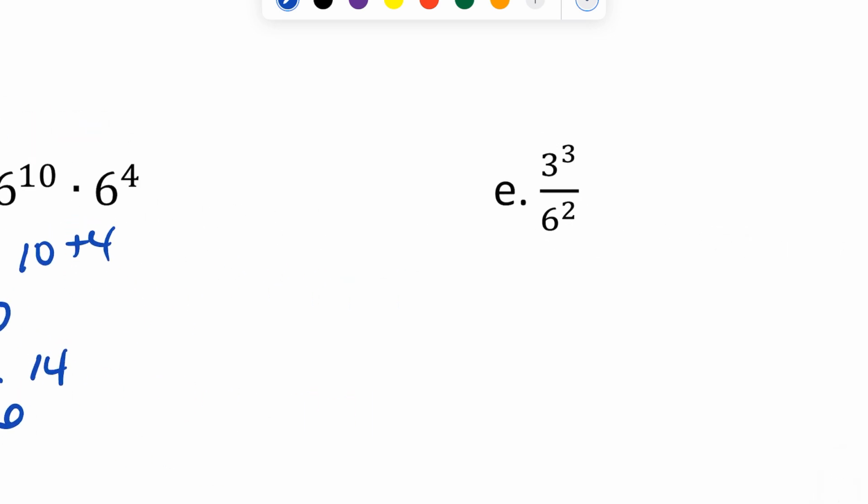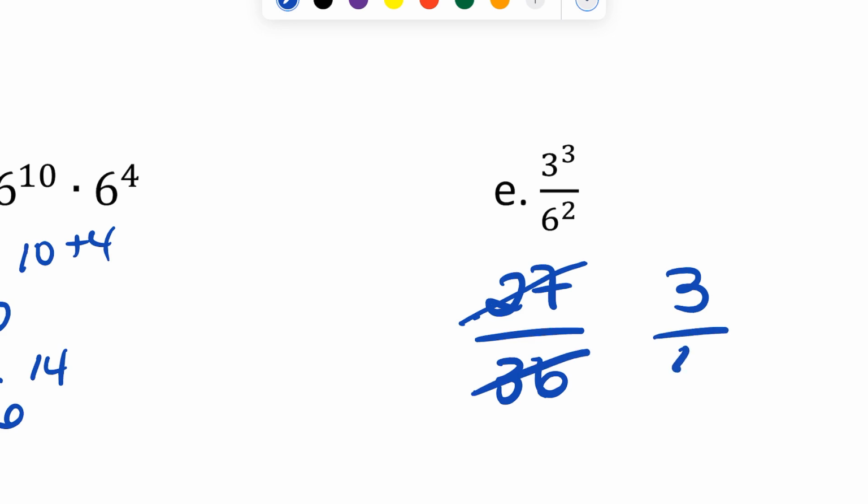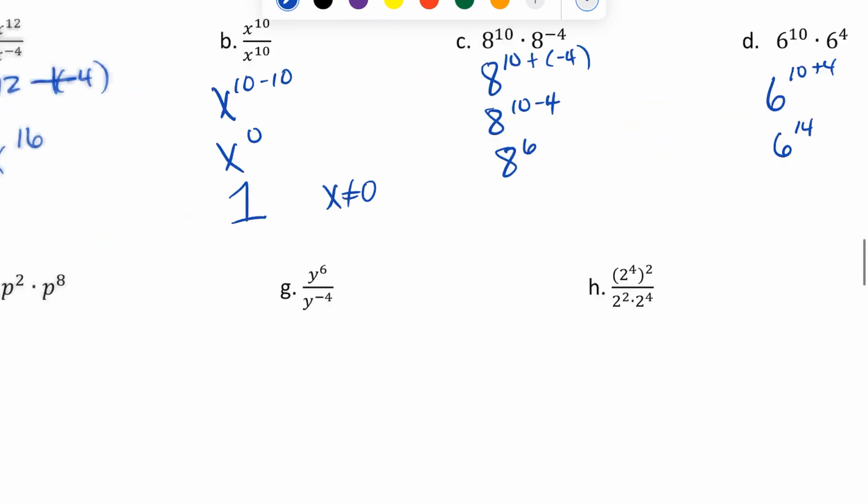Oh, my bases are totally different. They're not the same. So this would get me 27 over 36, and now I can simplify it. 9 goes into both of these. 9 goes into this 3 times, 9 goes into this 4 times, so my answer is 3/4.